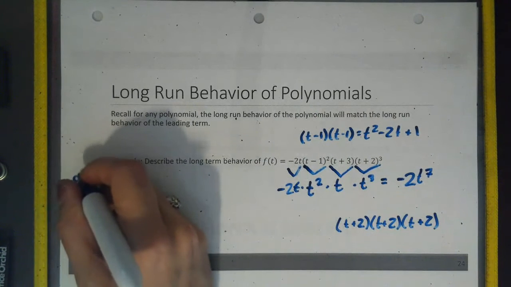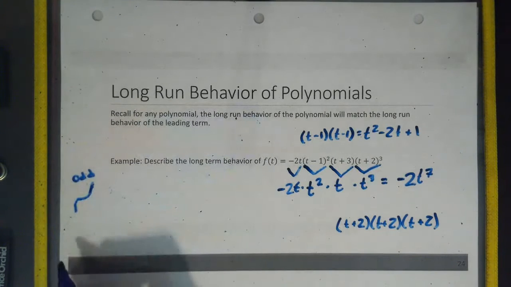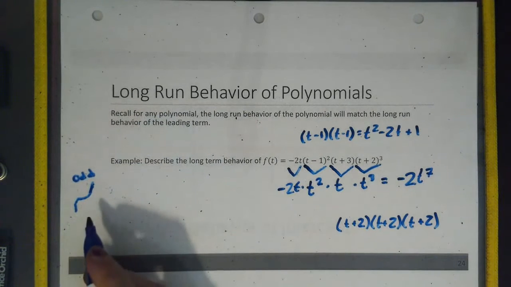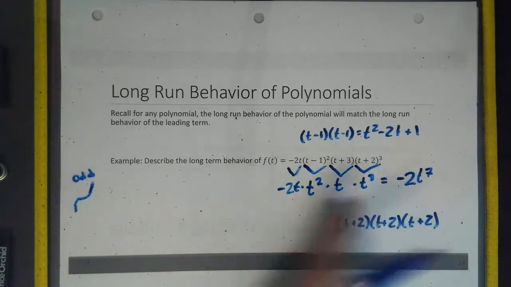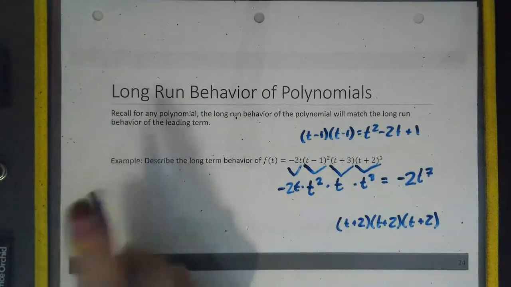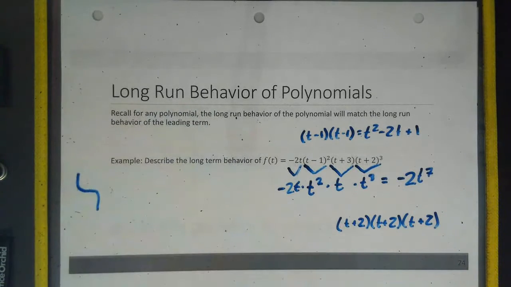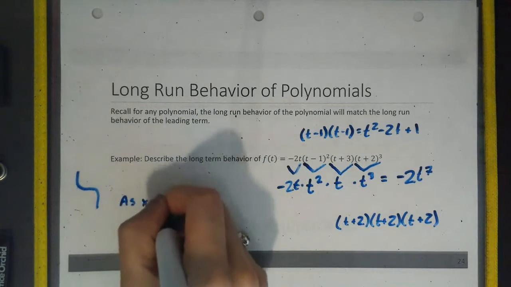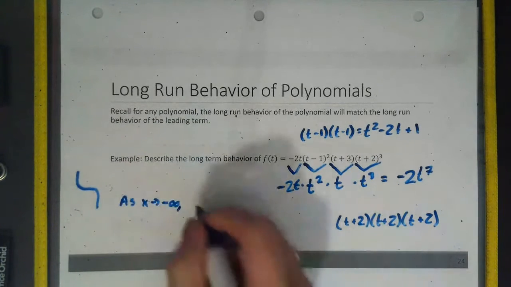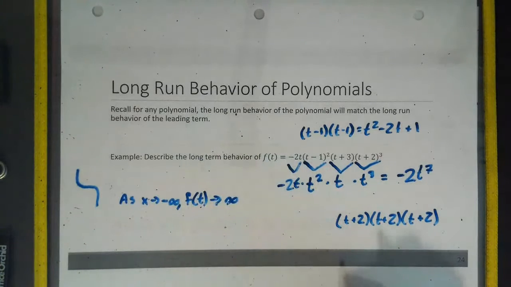So we know that our odd power functions go towards negative infinity on the left and positive infinity on the right, but we have to flip it because we have a negative leading coefficient. So we are looking at something that looks like that. So as x goes towards negative infinity, our function values f of t go towards positive infinity.